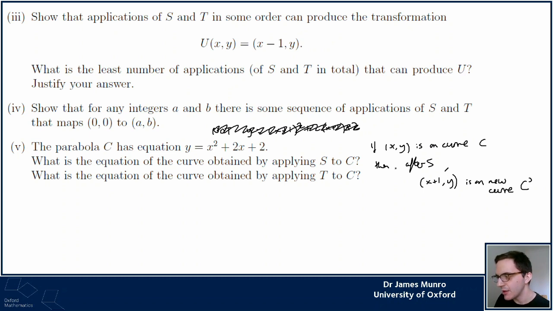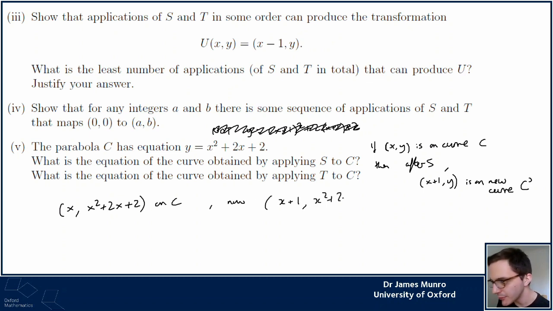Okay, so if (x, y) was on the curve, then I can say a little more about that. If (x, y) is on the curve, then y was actually equal to x squared plus 2x plus 2. That was the point on the curve before, on C. So now (x + 1, x squared plus 2x plus 2) is on C prime after doing S. It's the x coordinate that's been translated. I need to find an equation for this new curve.